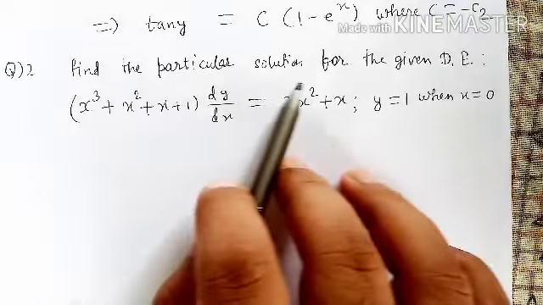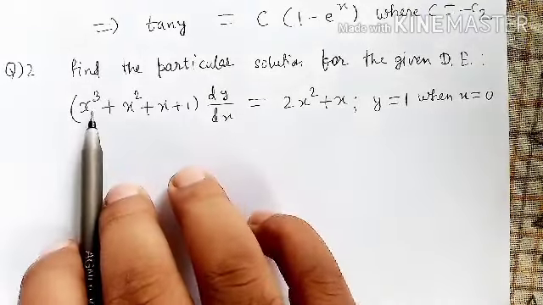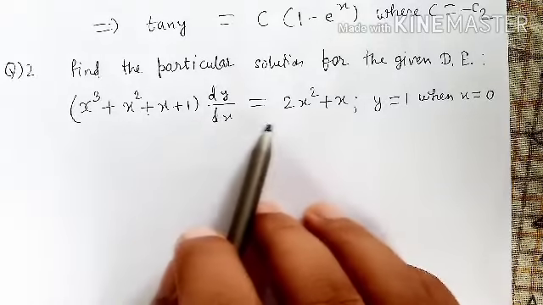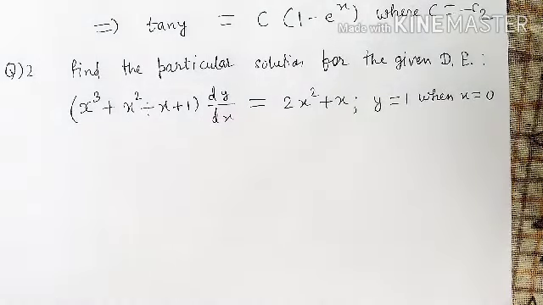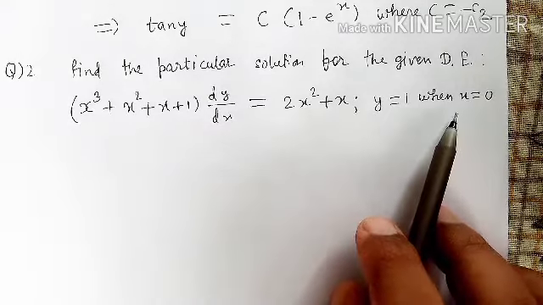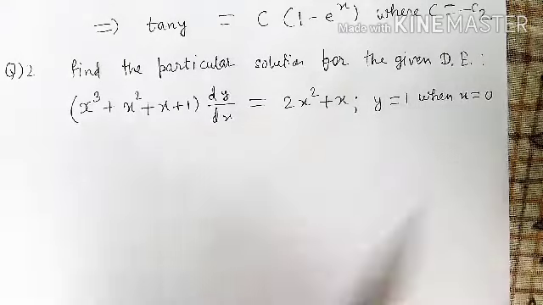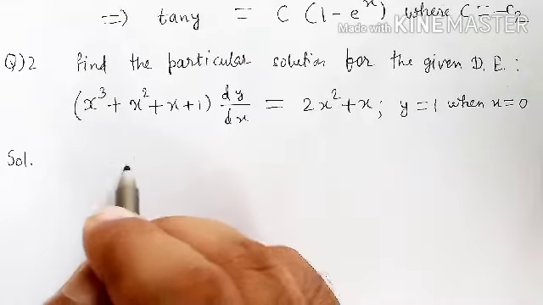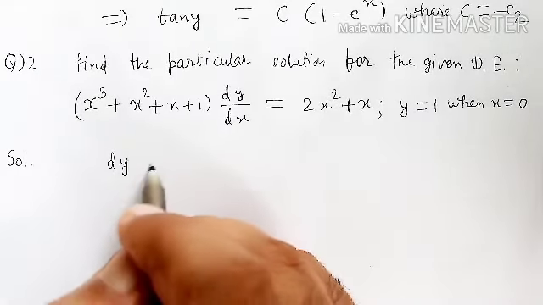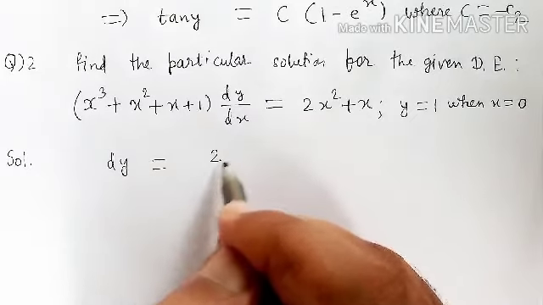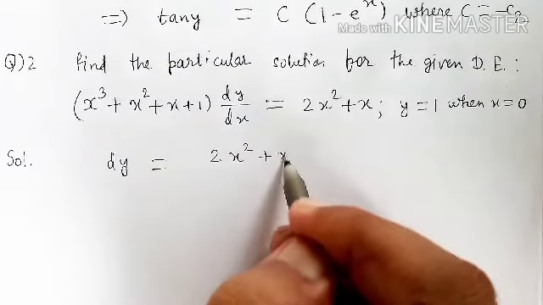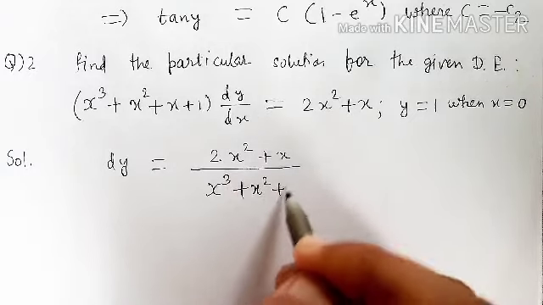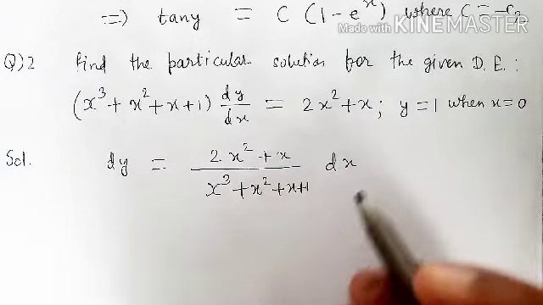Find the particular solution for the given differential equation (x³ + x² + x + 1) dy/dx = 2x² + x, given that y = 1 when x = 0. Let us separate the variables. So we have dy = (2x² + x)/(x³ + x² + x + 1) dx.